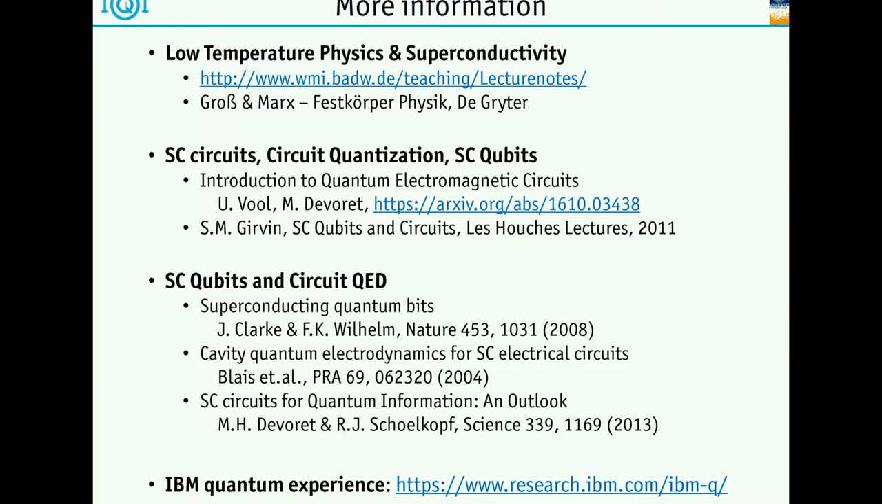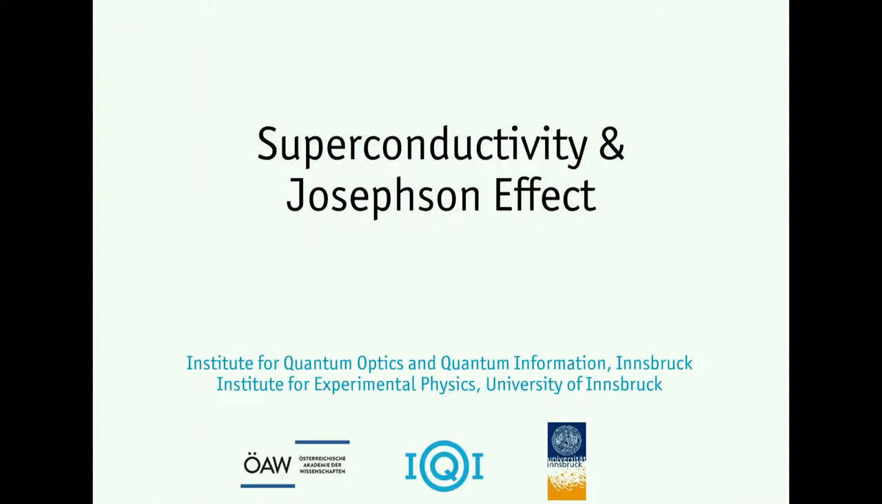One thing I really want to also mention is the IBM Quantum Experience. Who knows about it already? Okay, quite some. So who doesn't know it, check it out. It's your chance to run your algorithms on a real superconducting quantum computer. And I think at the moment there are up to 15 qubits you can control or something like that. So this is really nice, and it's really well implemented. So check it out.